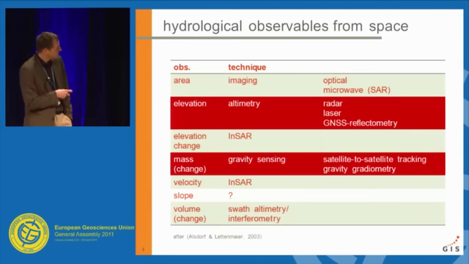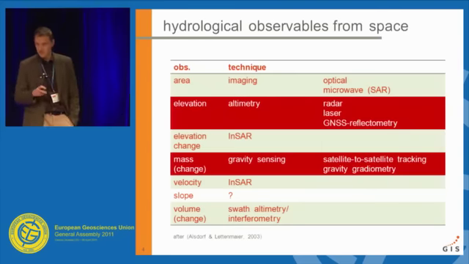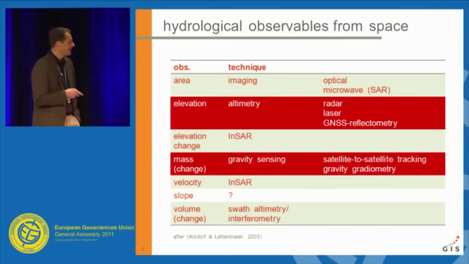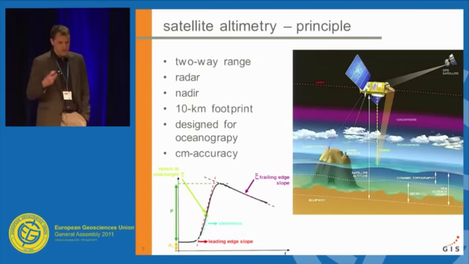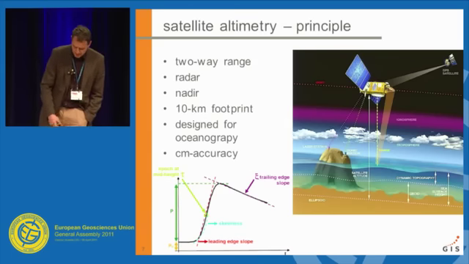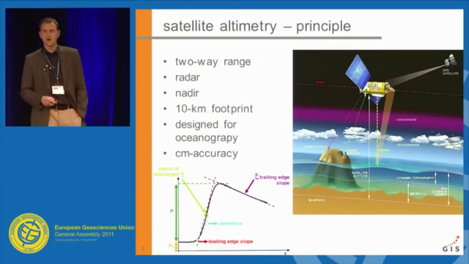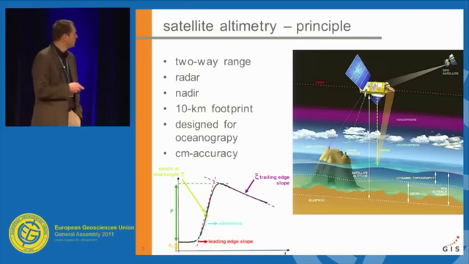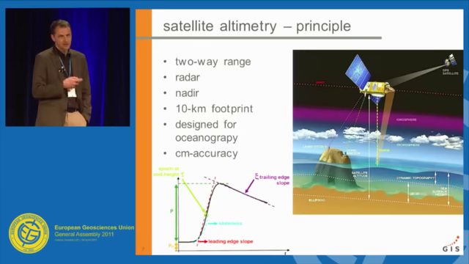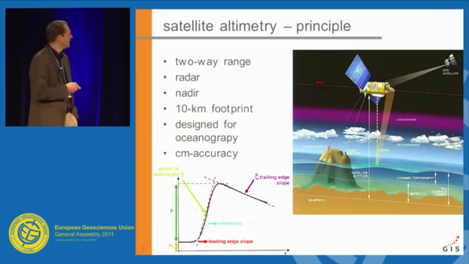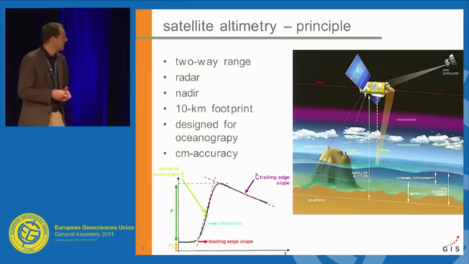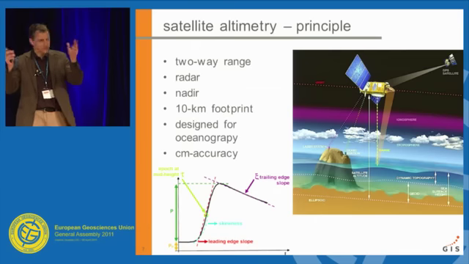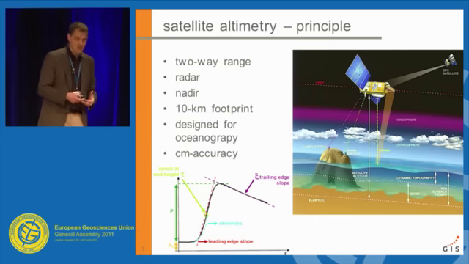And I would like to focus a little bit now not only on the gravity sensing, as is implicated by the title of this talk, but also on altimetry. And I'll start with altimetry. Altimetry is a measuring system designed for oceanography. It's a two-way ranging system, typically radar, although there's also laser altimetry. It's nadir pointing. The radar version has a footprint of, let's say, roughly 10 kilometers. And it's really designed for oceanography.